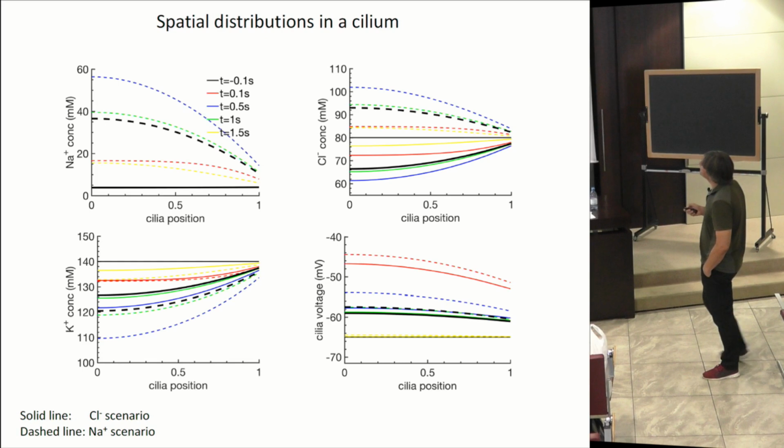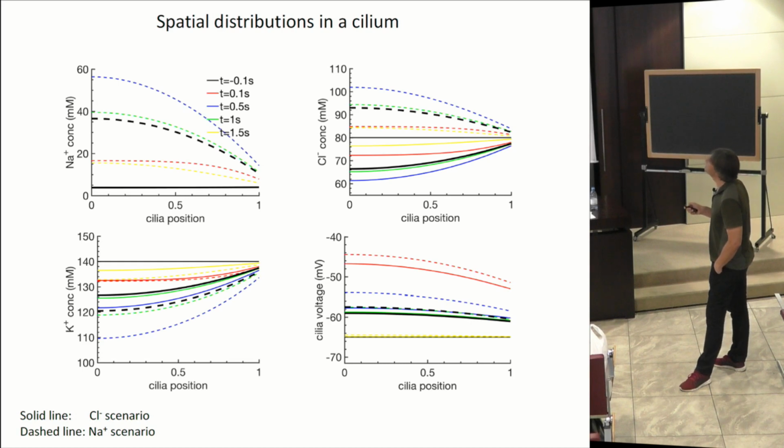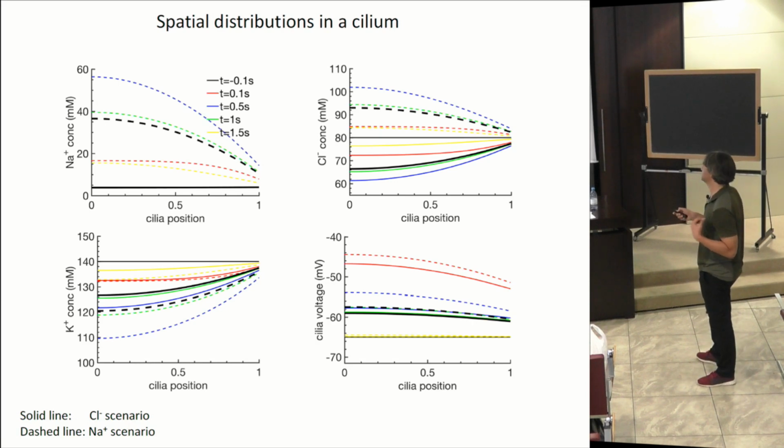And then you can look at the spatial distribution. With the chloride scenario, sodium remains more or less stable, which is important. Remember, sodium is the main driving force for the exchanger. So with the chloride outflux, the sodium concentration is almost not affected. But with sodium influx in the other scenario, the sodium concentration in the cilia can reach very high values. At steady state it's 4 millimolar, and it goes up to 60, which is huge. This then starts to affect the exchanger and calcium extrusion, as I will show later on.